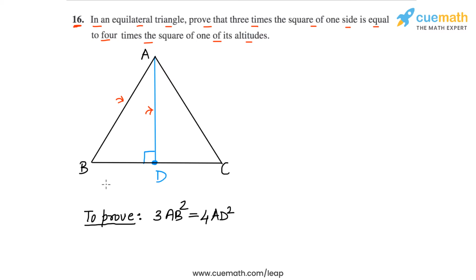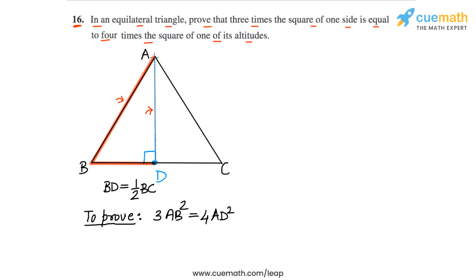and this means that BD will be half of BC. So we'll make use of this in our proof. BD will be half of BC. So here's what we are going to do now. We are going to apply the Pythagoras theorem in triangle ABD. So ABD, I'm going to highlight this triangle.